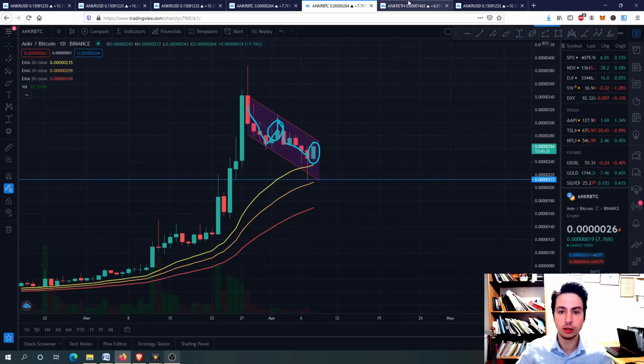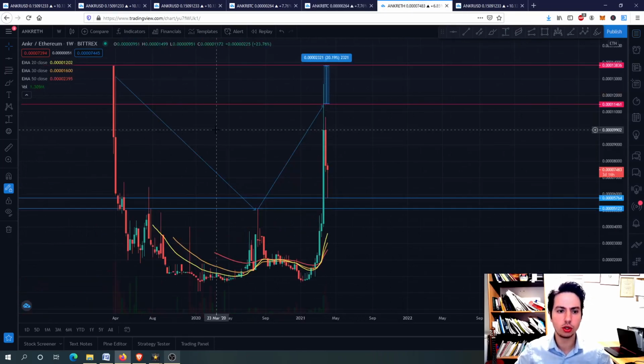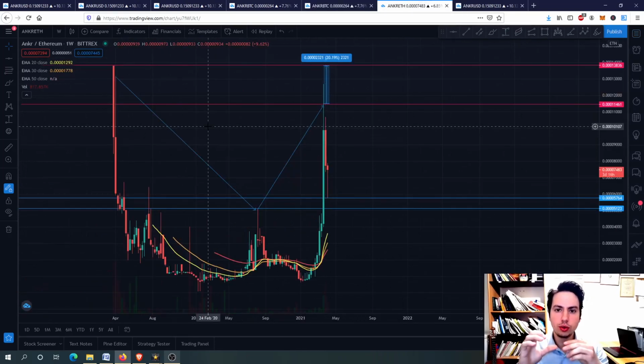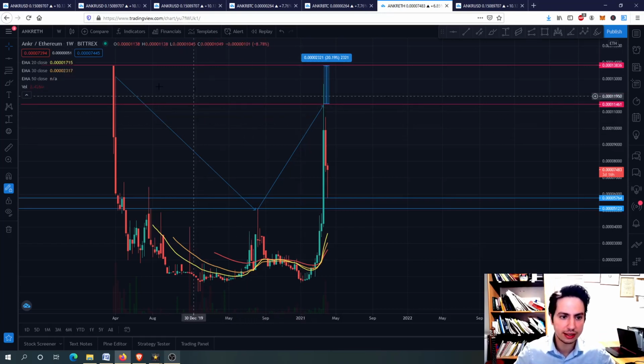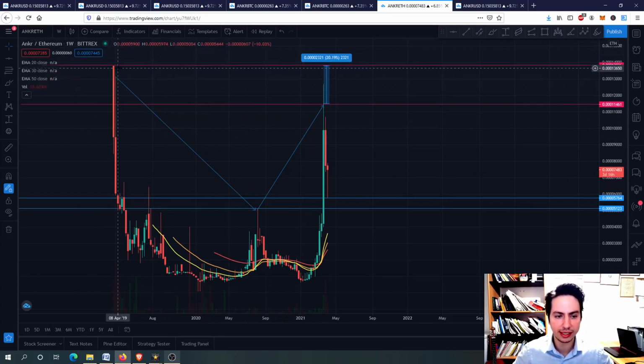It looks very good. And what I want to show you here is, according to Ankr against Bitcoin, we didn't see any resistance point. And of course, according to the USD, we didn't even see any major resistance point. But right now, look at this, guys. Ankr against Ethereum, we are in the weekly frame, and now we had this top back in 2029.